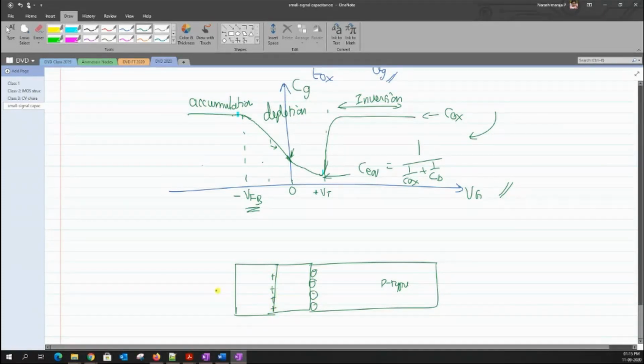Now we try to apply some sort of negative potential across this structure in order to remove these positive charges. When I apply a voltage exactly equal to minus VFB, I am completely depleting all the charges across the interface between the metal and the oxide, and also depleting these ions away from the interface between the oxide and the p-type semiconductor. So I have no charges across them.